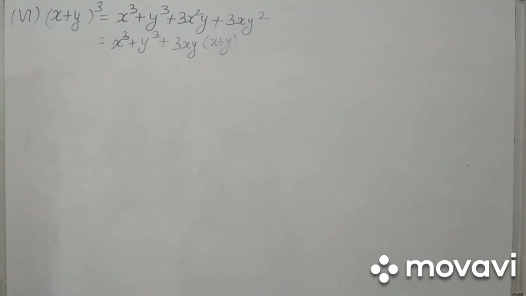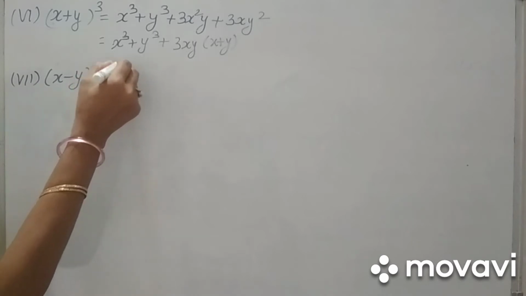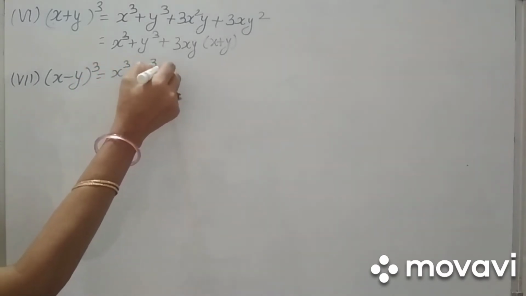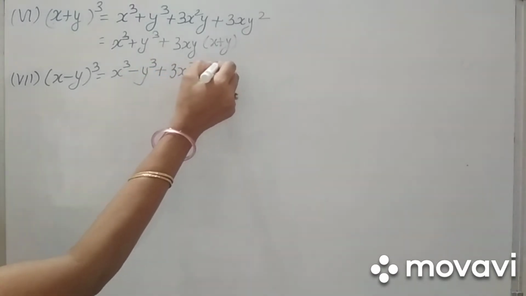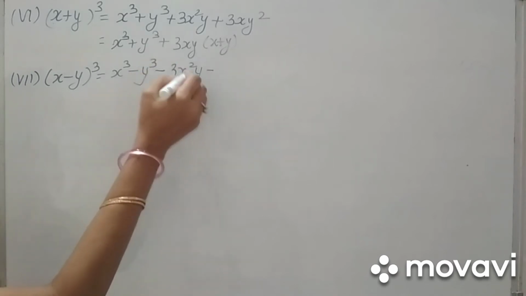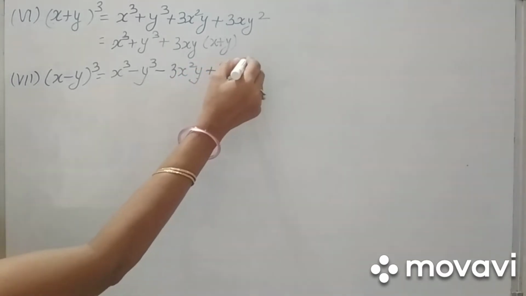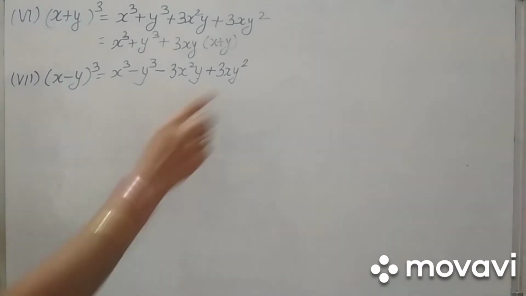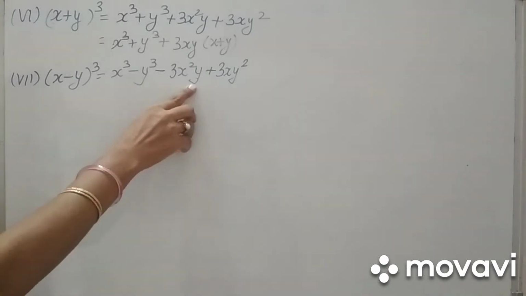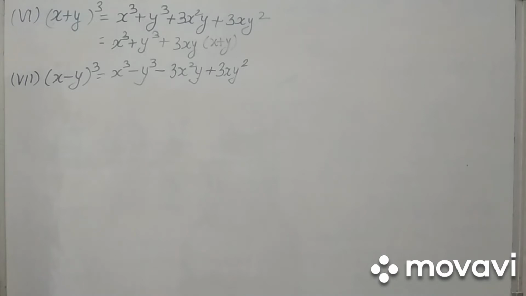Both are the presentation of the same identity. Same way, next is our seventh identity. Here plus is there, so here minus is there. So minus y cube plus 3x square y minus, here minus will come because y is individual, degree is 1, and here plus will come 3x y square. Though y is negative, as it is a square, here it will become plus. And here it is 1, degree is odd, so here it will become minus.